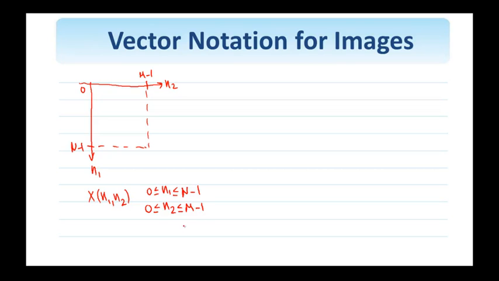We would like to represent this two-dimensional array, this image, as a one-dimensional vector. So I'd like to write this image as a vector x. And now vectors can be shown in boldface or sometimes with an underbar or an overbar. It should be clear from the context that a vector is involved.